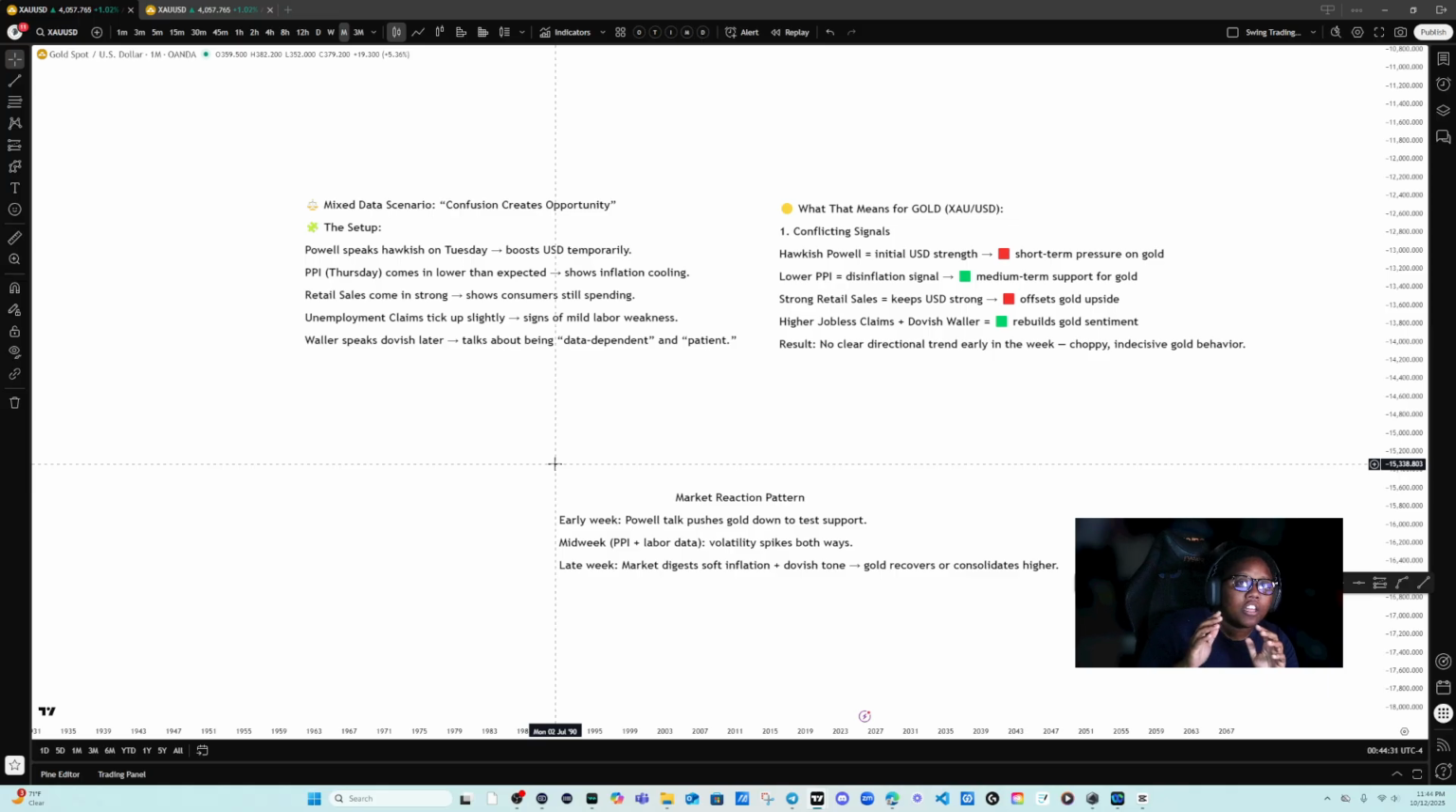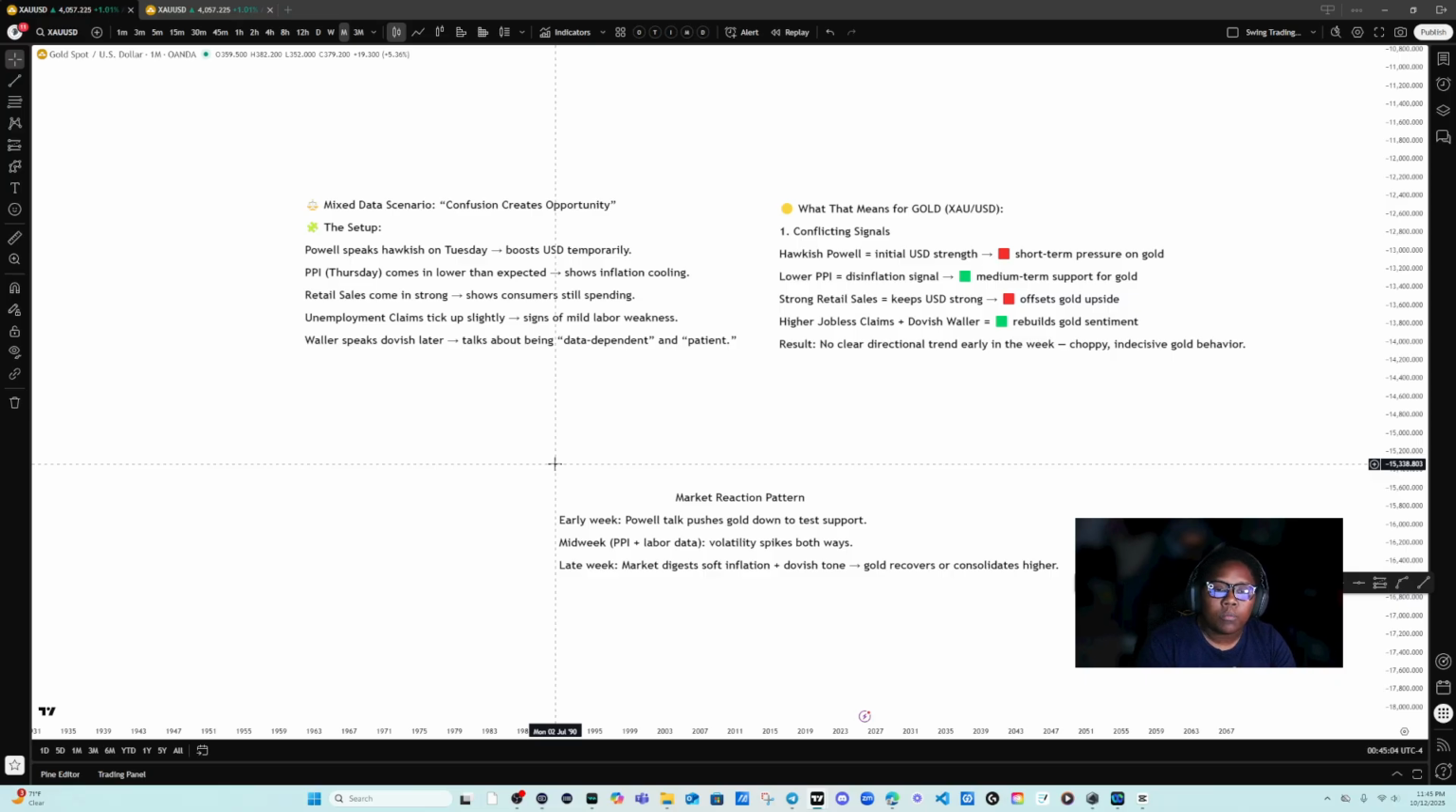This is why I said I'm gonna give y'all a lot of land. Mixed data scenarios can be a thing. Let's say we have Powell speaking hawkish on Tuesday, which could boost the USD temporarily, but then Thursday PPI comes in lower than expected. This shows inflation cooling. Retail sales come in strong, which shows consumers are still spending, and unemployment claims tick up slightly, signs of mild labor weakness. Waller speaks bearish later and talks about being data dependent and patient.